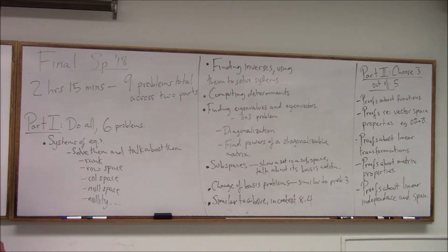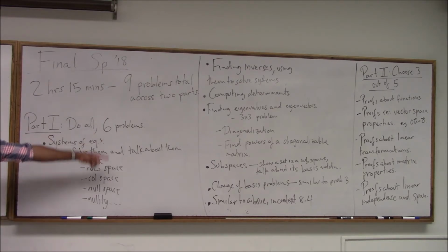So 9 problems, 2 hours, 15 minutes, 2 parts, and that's basically going to be the setup. Is it going to be very much like the past finals that were posted on the website, or more like your exam? As in the past finals, a lot is mainly computational. It's going to look like this: 6 problems computational, 3 problems proofs. The 6 problems are split into parts?